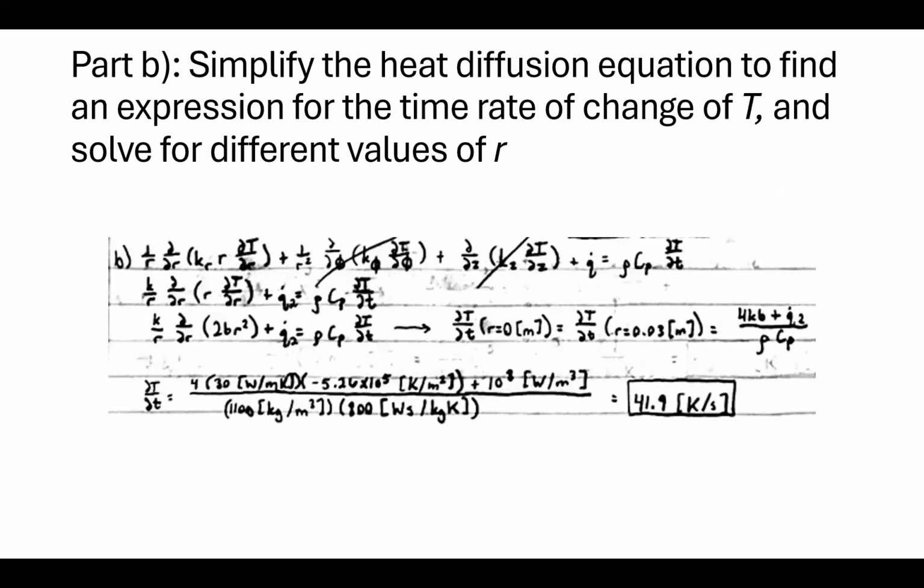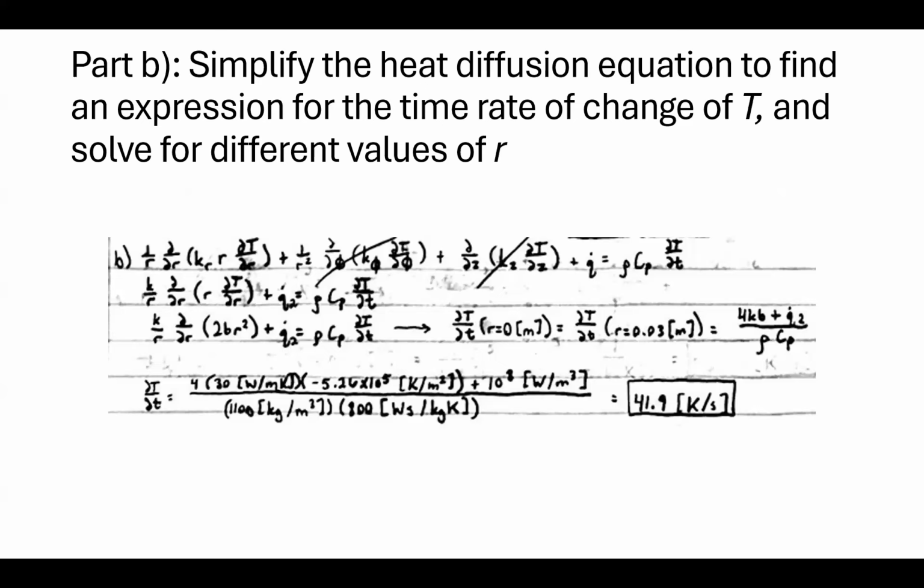Looking at part B, we're going to be simplifying the heat diffusion equation in cylindrical coordinates. So we can get rid of the phi and z terms in the equation because we're only considering conduction occurring in the radial direction. So we have that radial direction term plus the heat generation, and all of that is equal to the density of the fuel rod times the specific heat times the time derivative of the temperature. And that's what we're trying to solve for in this part.